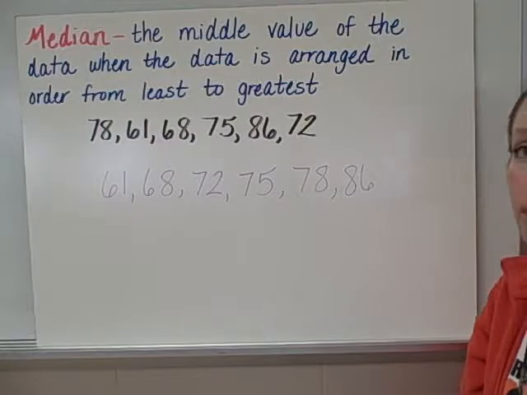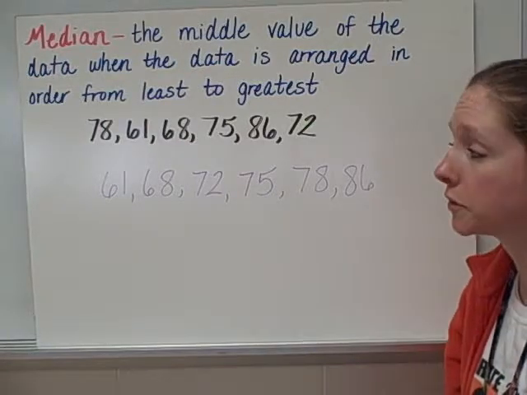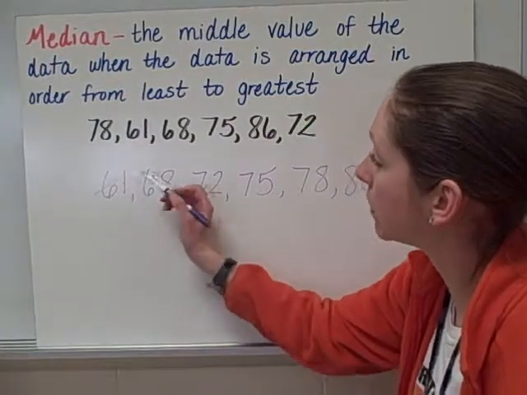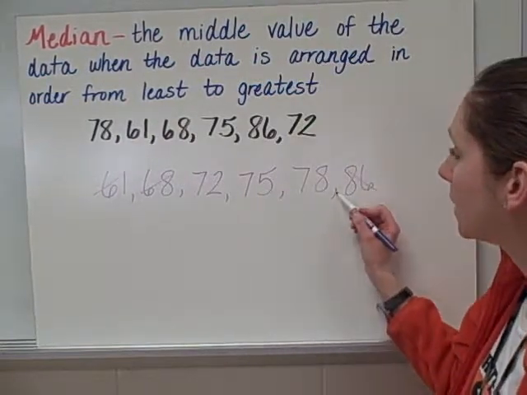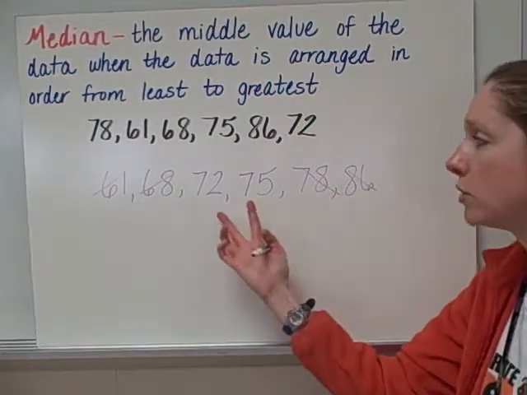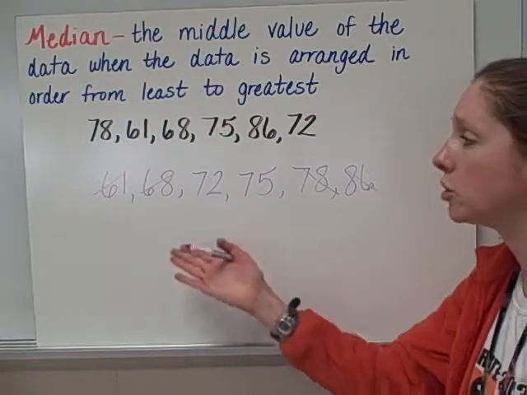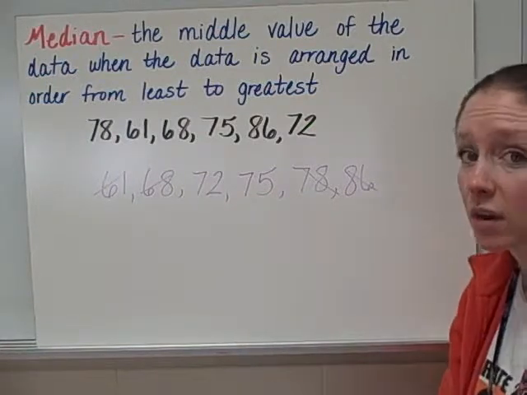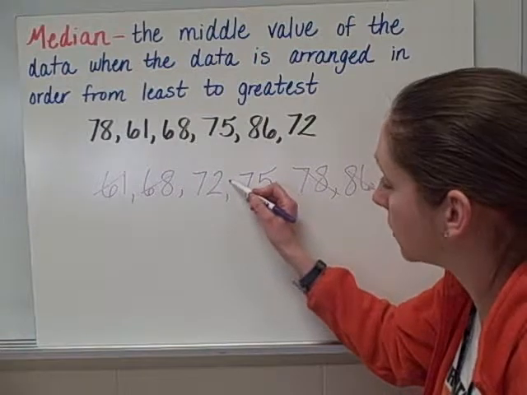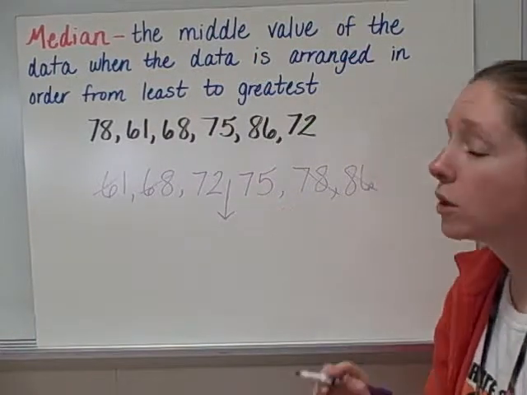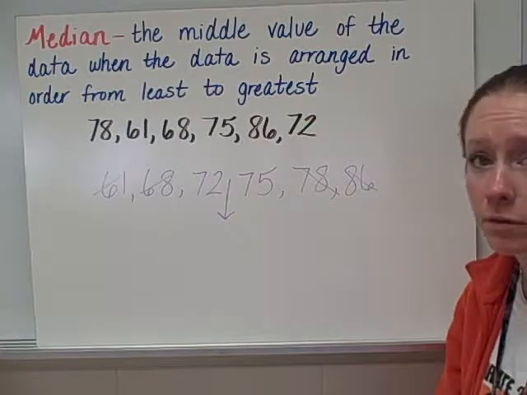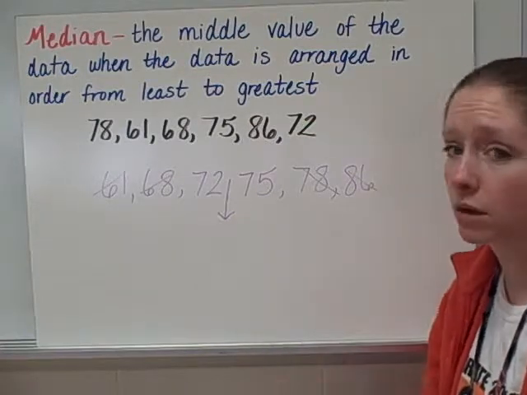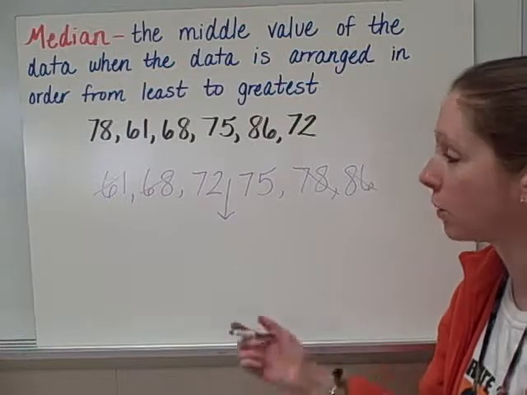To find the one in the middle, a lot of times students like to do the cross off. So crossing off the numbers on either side until you reach the middle. Now you've got to stop. If you end up with 2 in the middle, you can't just choose one to be in the middle. You've got to find what's in the middle of those 2 numbers. So to find what's exactly in the middle between 72 and 75, I've got to find the mean of those 2 numbers, just like we talked about before.